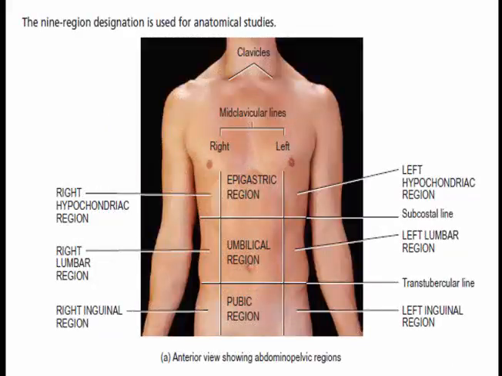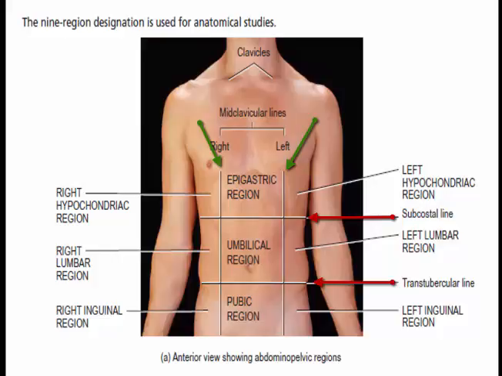The other method is made by two vertical lines that are drawn and then two transverse lines. So we have our two vertical lines, the mid clavicular lines that are drawn from the middle of the clavicle, and then we have our two transverse lines, the first one being the subcostal line and then the transtubercular line. But we would want to note that these four lines intersect to form the 9 regions of the abdominopelvic cavity.